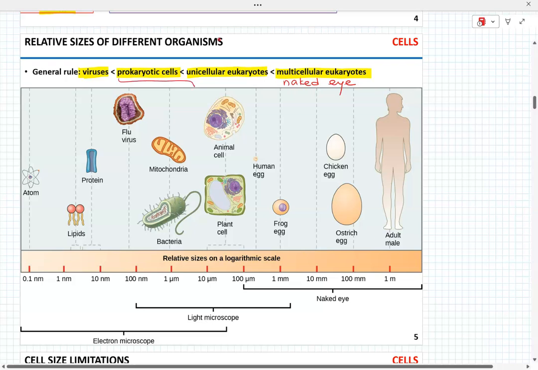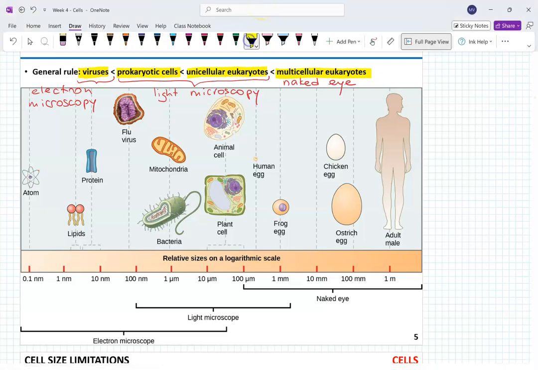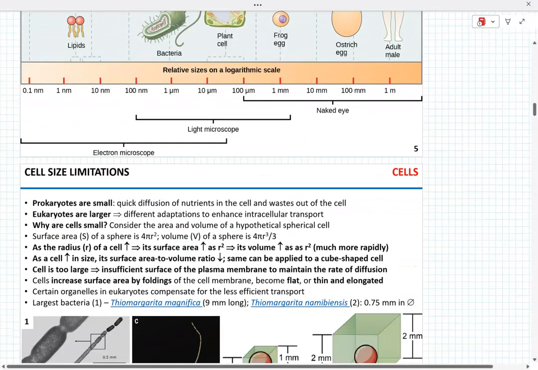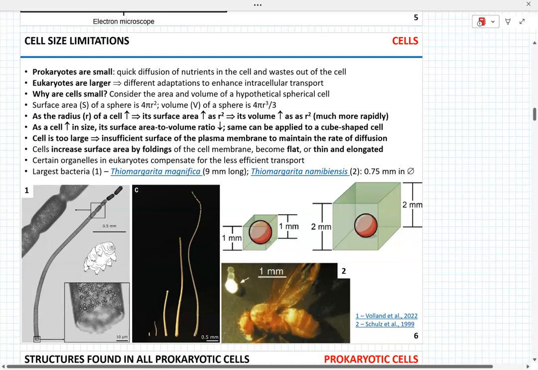Prokaryotic cells and unicellular eukaryotes in general require light microscopy for observation, while the viruses can only be seen in the electron microscope. Of course, there are exceptions to each of these rules, but we're going to focus on the general principles, not the exceptions. So what limits the size of the cell?